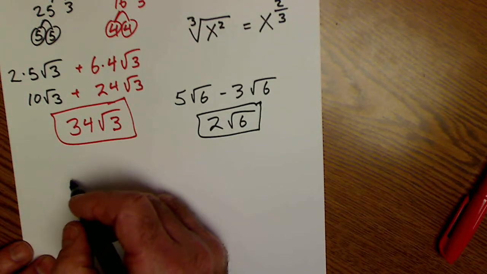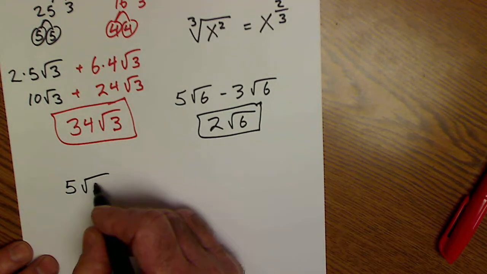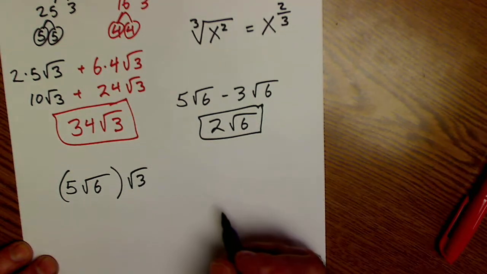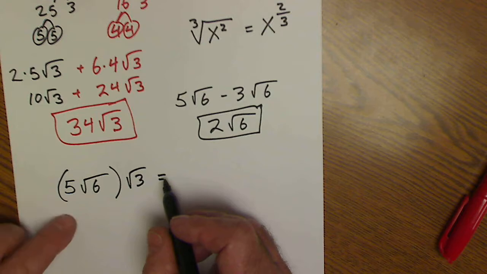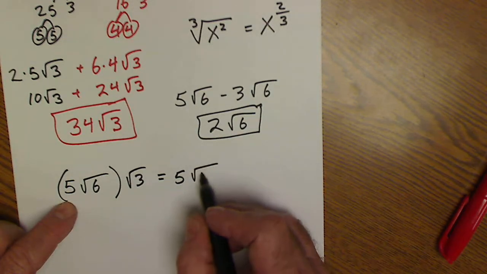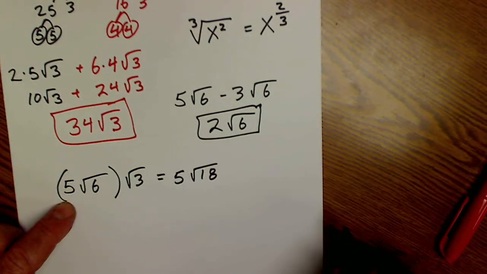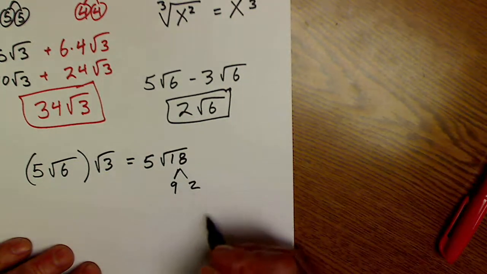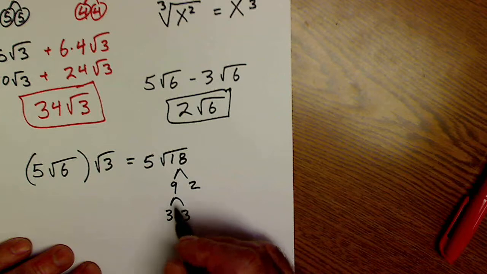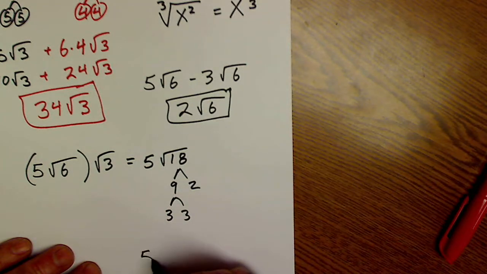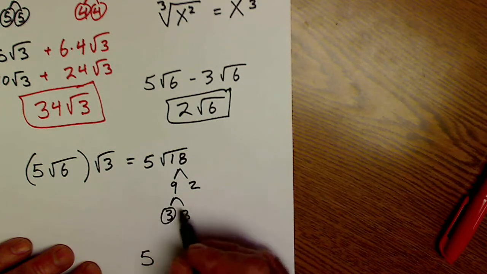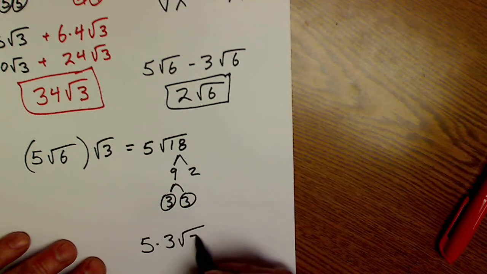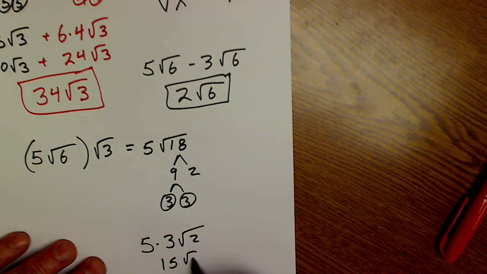Let's see if we have some multiplication. I have 5 root 6. Let's say that whole thing is times the root 3. That's the same thing as 5 times root 18. And then I could simplify that. That 18 is made up of a 9 and a 2. 9's a 3 and a 3. That 5 that's out front stays out front. Here's a pair of 3s. For every pair, 1 comes out. And then that 2 stays in. And that leaves me with 15 root 2.